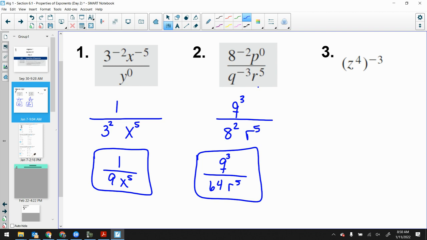I think that's a good thing to talk about. Why doesn't the R get moved? Because it's positive. It's happy where it is. Don't move it. All right, let's look at number 3.